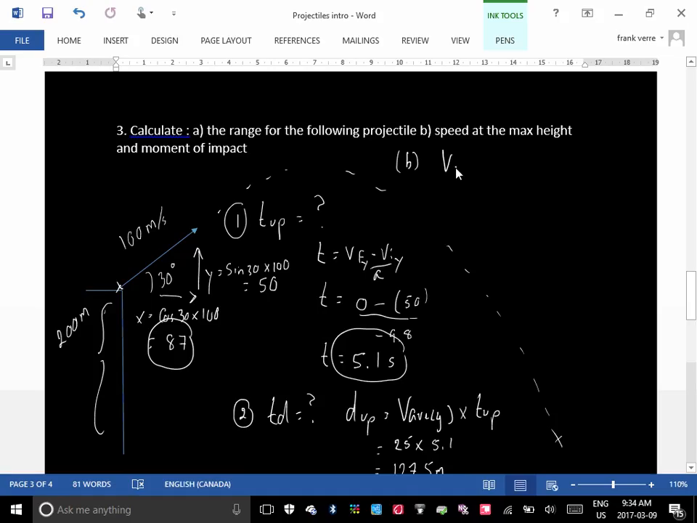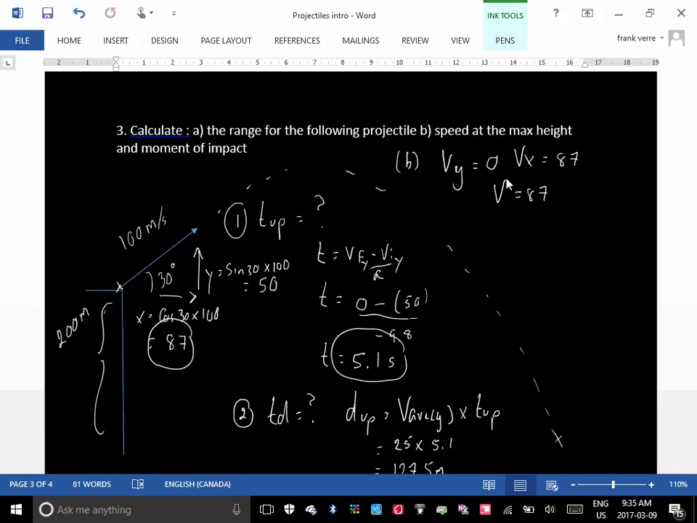What's the vertical speed at the top? Yeah, 0. What's the horizontal speed at the top? 87. So then my answer is 87. At the top, think of it as a vector, right? You know how we did vector addition? Well, can I add 0 and 87? Yeah, I can. It's going to give me 87, because there is no vertical component. So the only thing is it's horizontal, and it's 87.